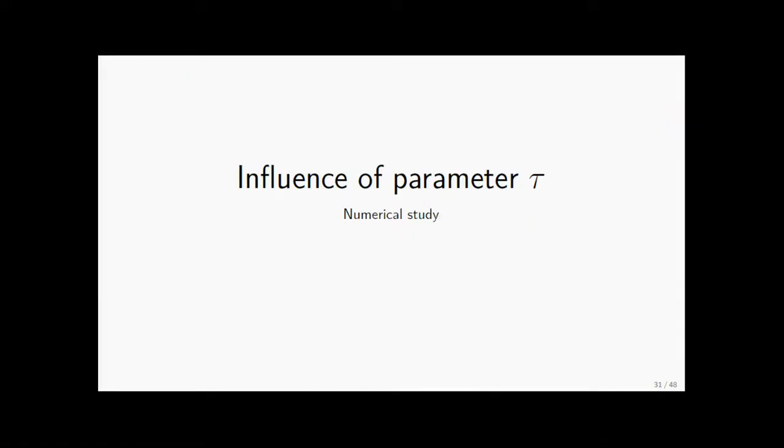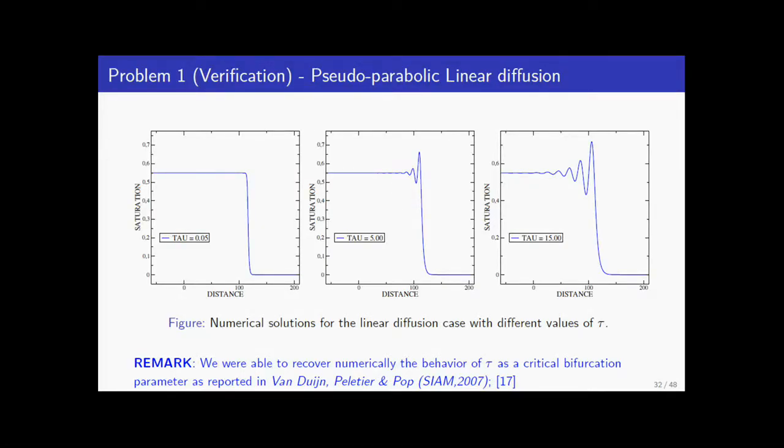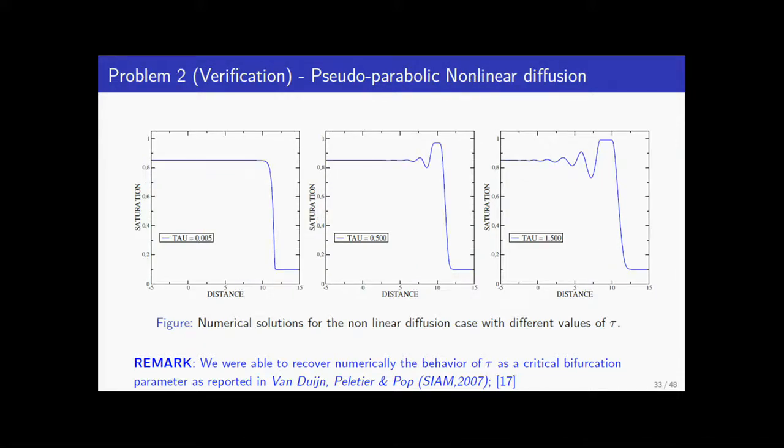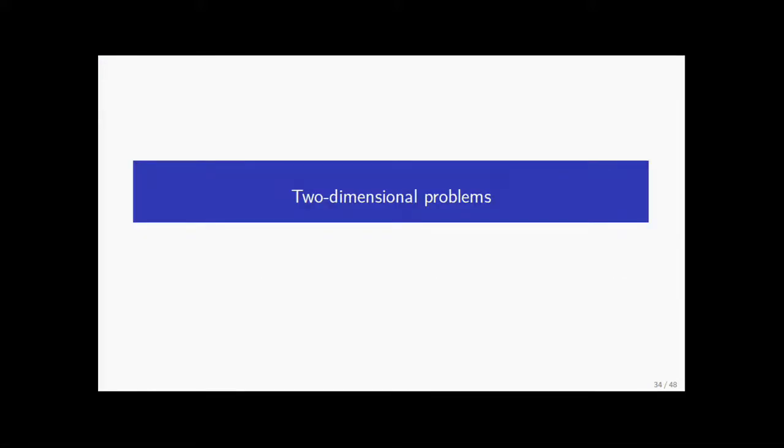The influence of the parameter tau, just as a verification of our work, is precisely as it appears in the work of Petelier. As we decrease or increase the value of tau, we can see more damped oscillation. This is precisely what appears there. This is our numerical solution. This is again our numerical solution, and precisely what appears in this work here. The same velocity, the same states, the same structure of solution.